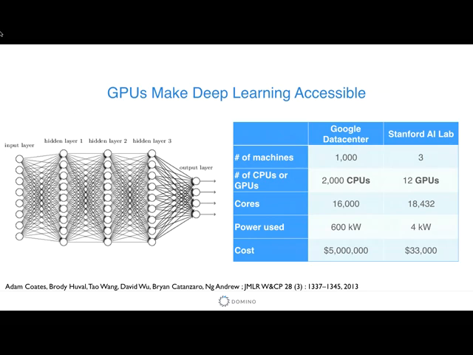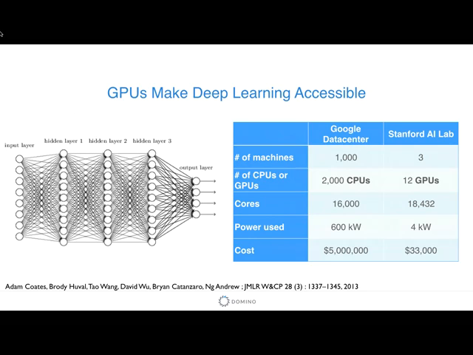And so a few years ago, what Google did was create the largest deep learning neural network out there. They used 1,000 machines, which used 2,000 CPUs. All that, because they're using 8-core machines, added up to about 16,000 cores. The power they used was about 600 kilowatts. And the cost of creating this vast deep learning neural network was about $5 million.